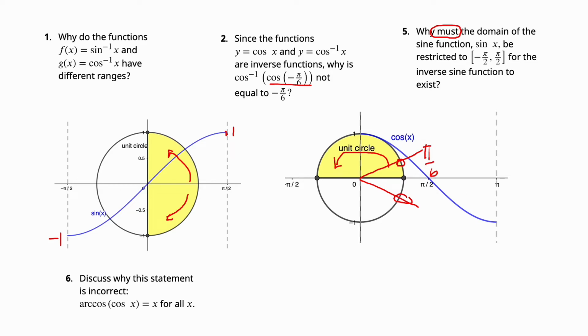Discuss why the statement is incorrect: arc cosine of sine of x for all x. Well, because we have to restrict the domain, we're not going to get all of x when we do the inverse of the cosine. We can take the cosine of any angle, but the arc cosine is only going to give us values that come back in this region right here from 0 to pi over 2.